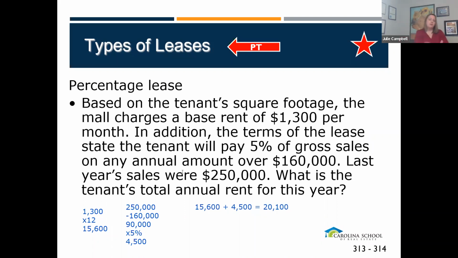Part of what the tenant's agreeing to, obviously, they got to turn their books over to the landlord, right? To whomever owns the mall. So they know what that percentage is. You want to take monthly, take this 20,100, divide by 12. That's how much the tenant will pay this year or this month, however you want to look at that, in rent.